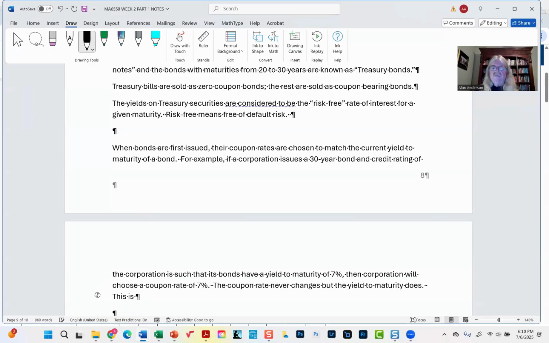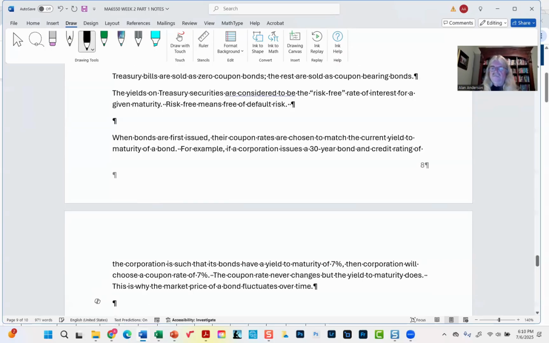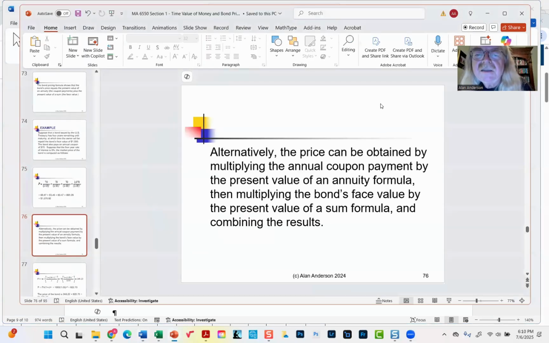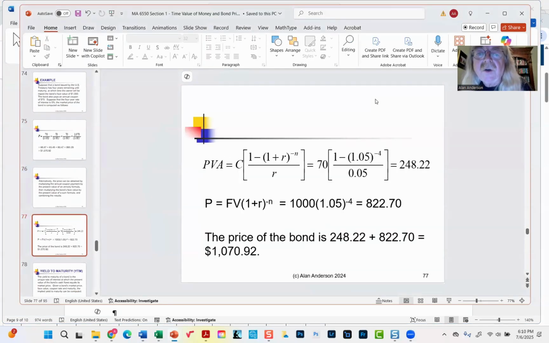This is why the market price of a bond fluctuates over time. All right. And of course, we could just go ahead and use our wonderful annuity formulas, and you'll get the same thing.